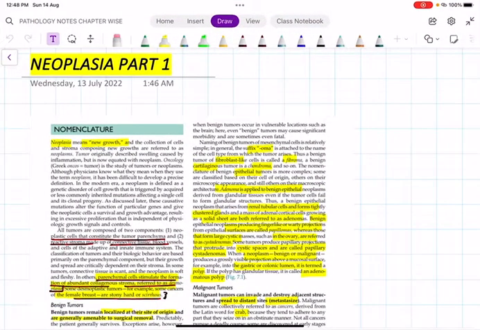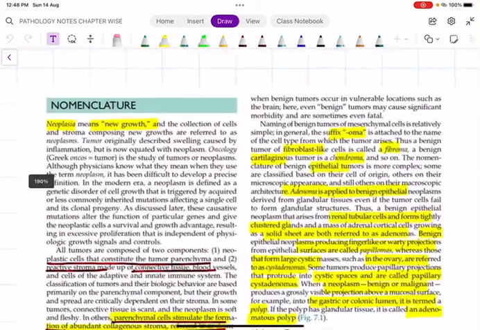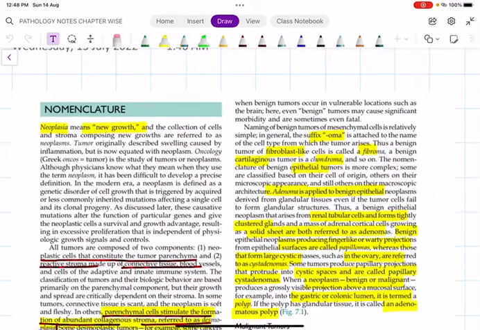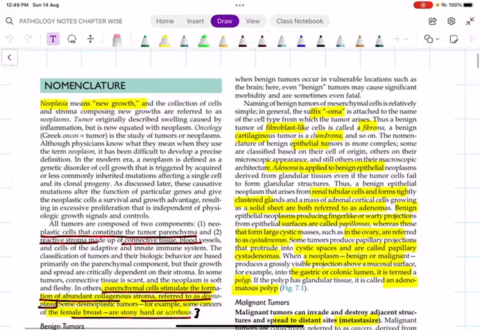Hello everyone, welcome to the first part of the chapter Neoplasia. Neoplasia is a very important chapter. A proper conceptual knowledge of this chapter is required so that you can very easily understand all the concepts of tumor pathology that you are going to study in the upcoming chapters of systemic pathology. So first of all, in this module, I am going to make each and every terminology clear.